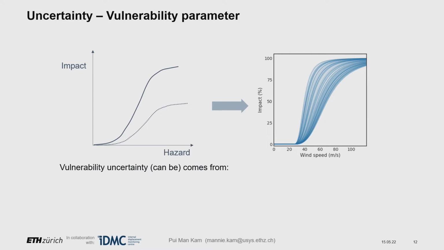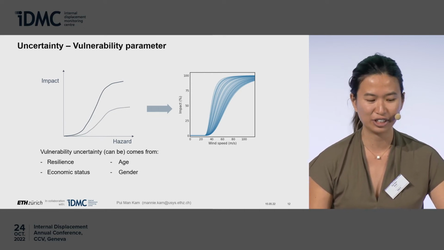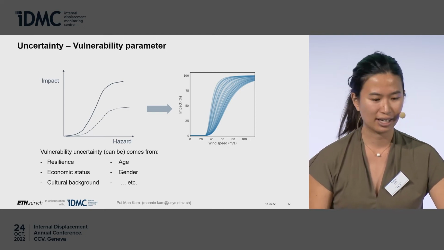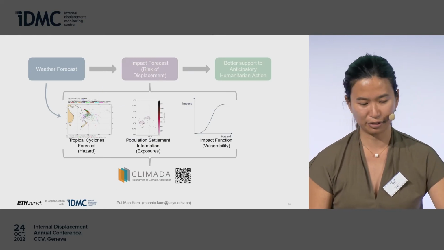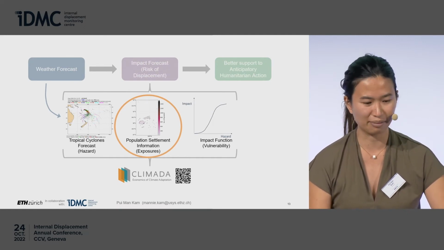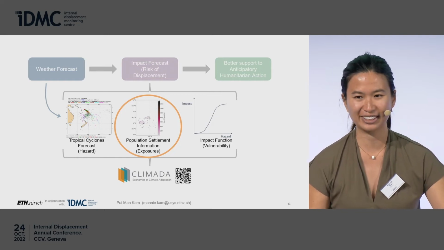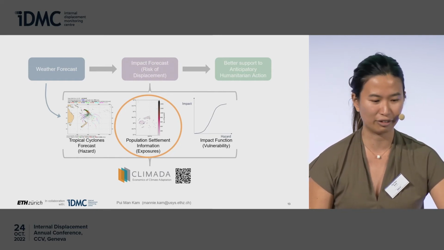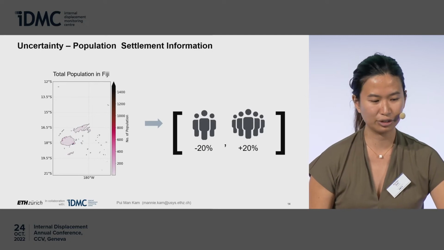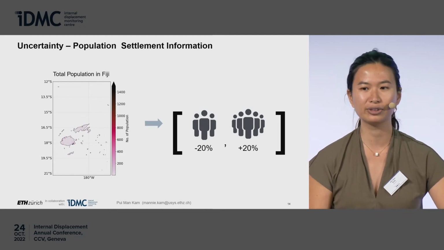Of course, uncertainty can come from, I think, I should also talk a bit more. It could be the resilience of the community, age, economic status, gender, cultural background, and so on. That's really a lot, and I'm not going to dig into it. So that's part of the uncertainty coming from the impact function. And the last, of course, the population settlements. Even though it's the most accurate component among the three, it's coming from the satellite data and the census, it's the best among the three, but we still assume there could be some uncertainty with the measurement error from government census or satellite approximation. So here I just roughly assume the total population in Fiji can be 20% less or 20% more. And I just plug that into the model and say that's my uncertainty.